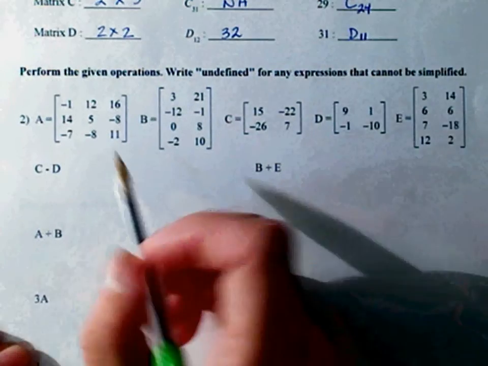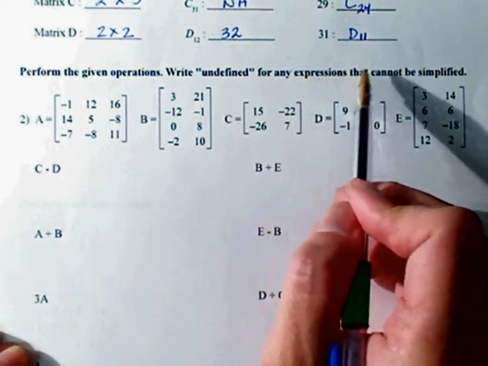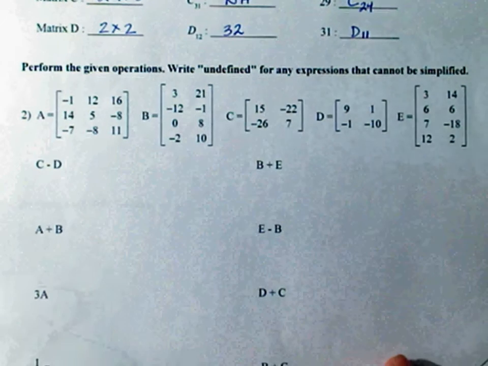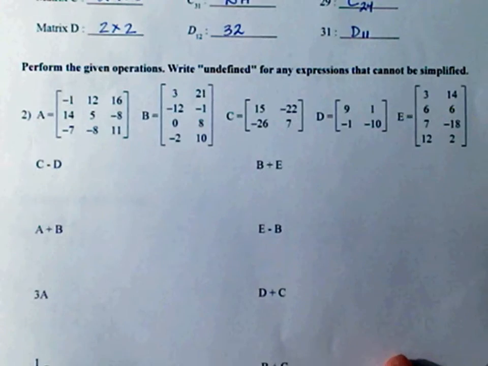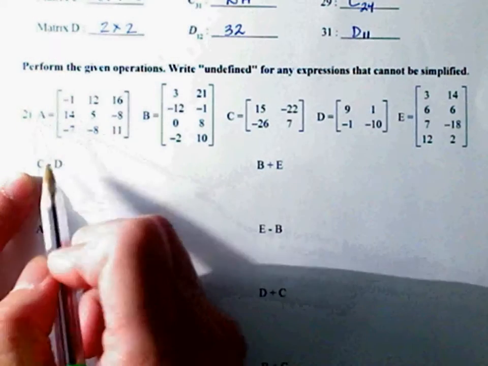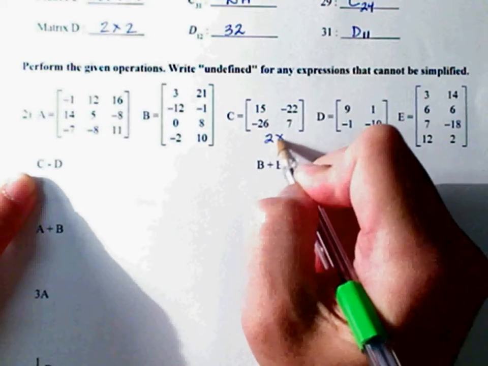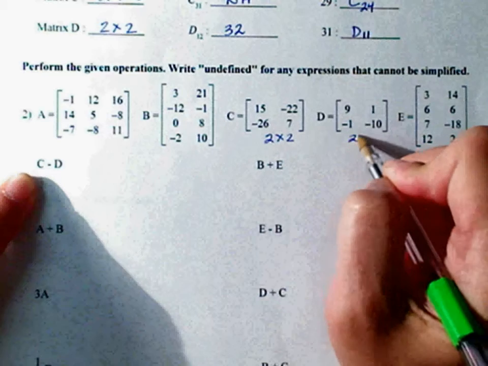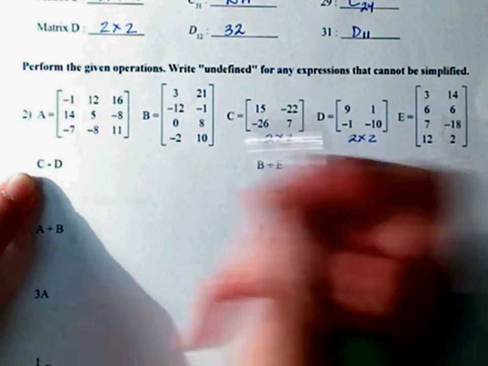Number 2. Number 2 says, perform the given operations. Write undefined for any expressions that cannot be simplified. Okay? I would like you to show your work. Answers only will not be full credit. Alright, part C. Number 2, C minus D. Here's your C. C is a 2 by 2, and D is a 2 by 2. They have the same dimension, and so therefore you can add or subtract.